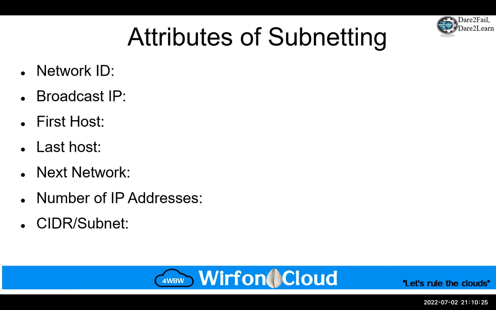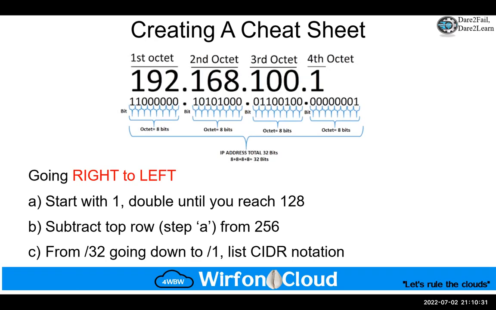All right. So now we'll go ahead and create a cheat sheet so we can use that for solving our examples. Take this IP address here, 192.168.100.1. We have the first octet, the second octet, the third, and the fourth. I'd spoken about the bits. Each octet has 8 bits, and each IP address has 32 bits, or 4 bytes. Each octet is 1 byte, and we have 4.